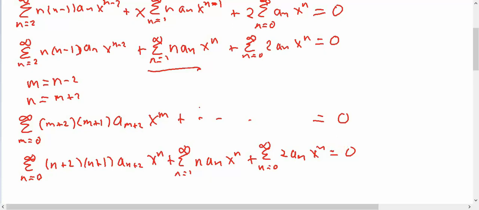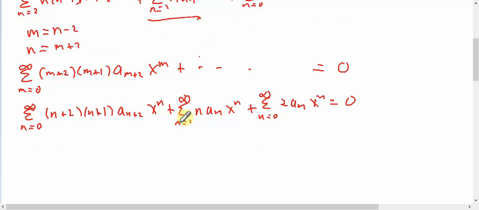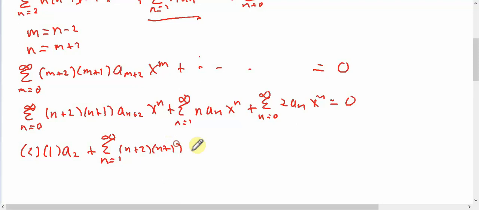And I know what I need to do next is start these all out at 1. So I need to sum off the first one here. Well, let's see, when I put in 0, I get 2 times 1, a_2. And I'll still have the rest of these, which is starting at 1 now. So I'll just rewrite the power series. Here I don't sum any off because it's already at the starting value that I'm trying to get the other ones to.